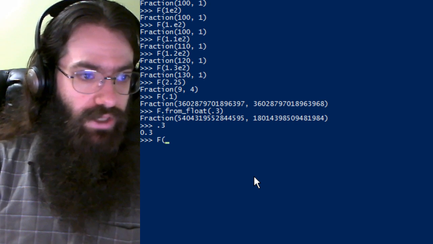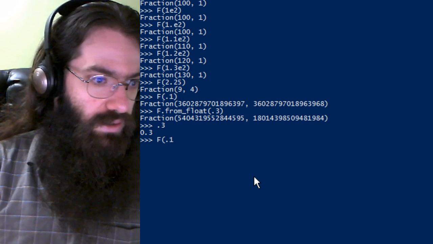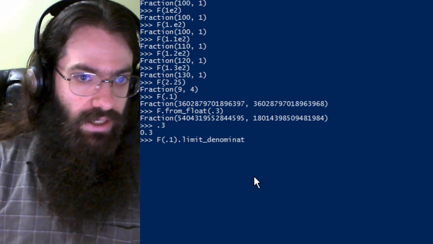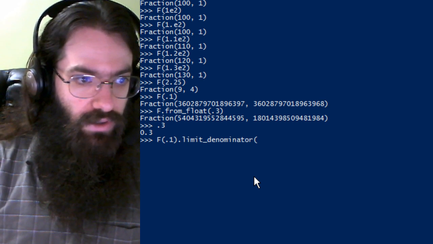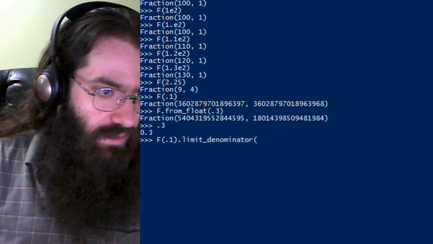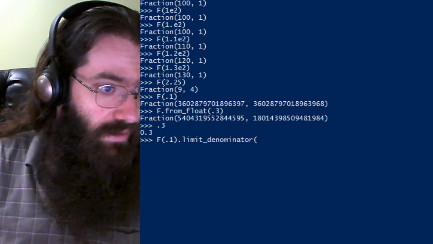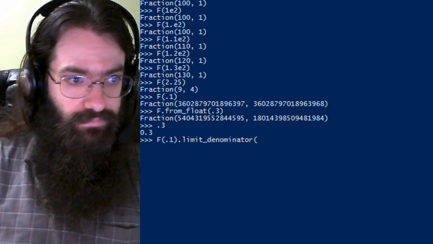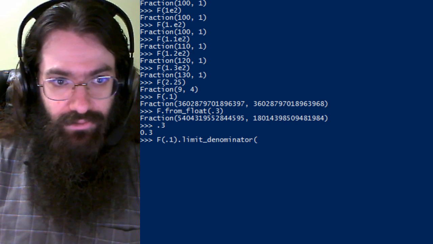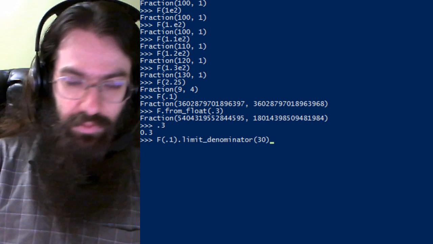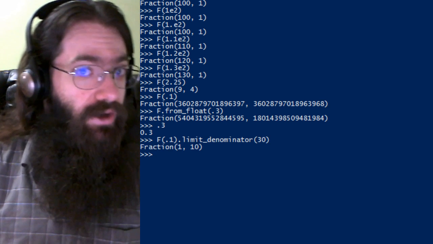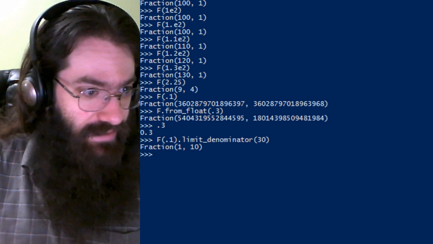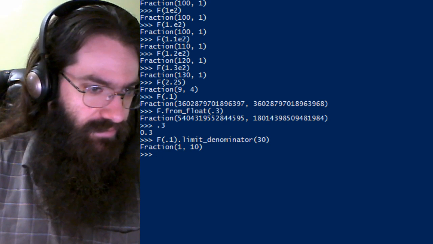Let's do a fraction of 0.1 dot limit denominator, and the default value is 1 million. Okay. Let's say this should be 1 in 10. Let's give it a maximum denominator of 30. And we got a nice little approximation of 1 in 10. That's very handy. I like that.